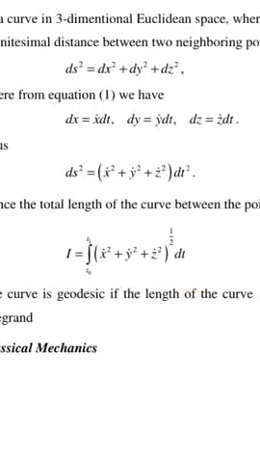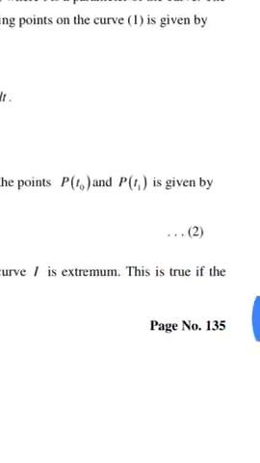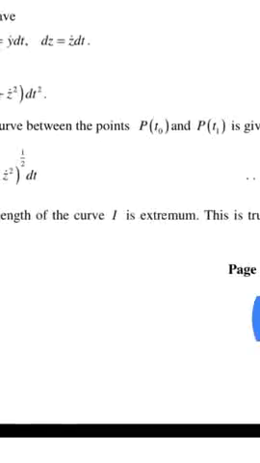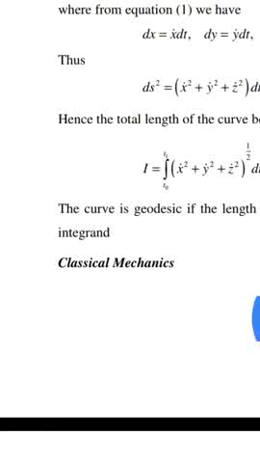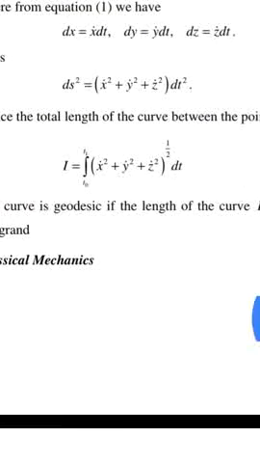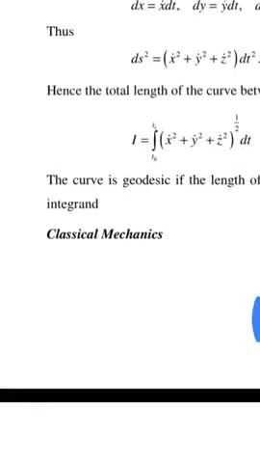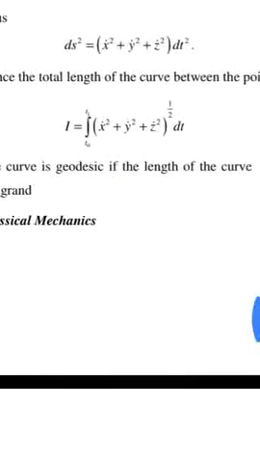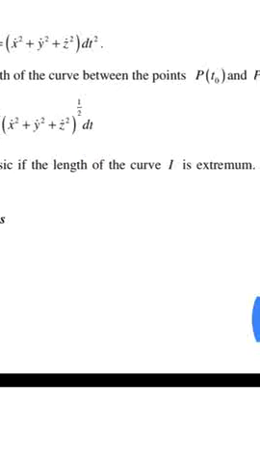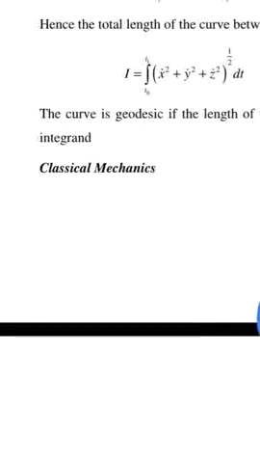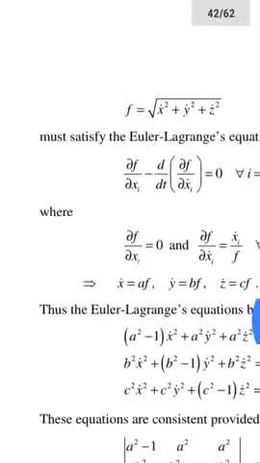Hence, the total length of the curve between the points p of t0 and p of t1 is given by I is equal to the integral from t0 to t1 of x dot square plus y dot square plus z dot square, raised to half, dt. The curve is a geodesic if the length of the curve I is an extremum. This is true if the integrand f, equal to the square root of x dot square plus y dot square plus z dot square, satisfies the Euler-Lagrange differential equation.